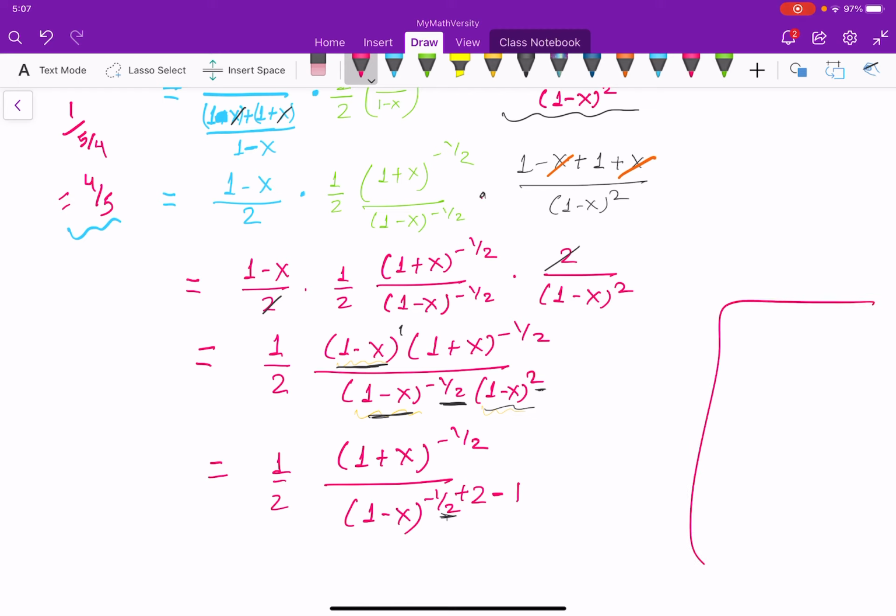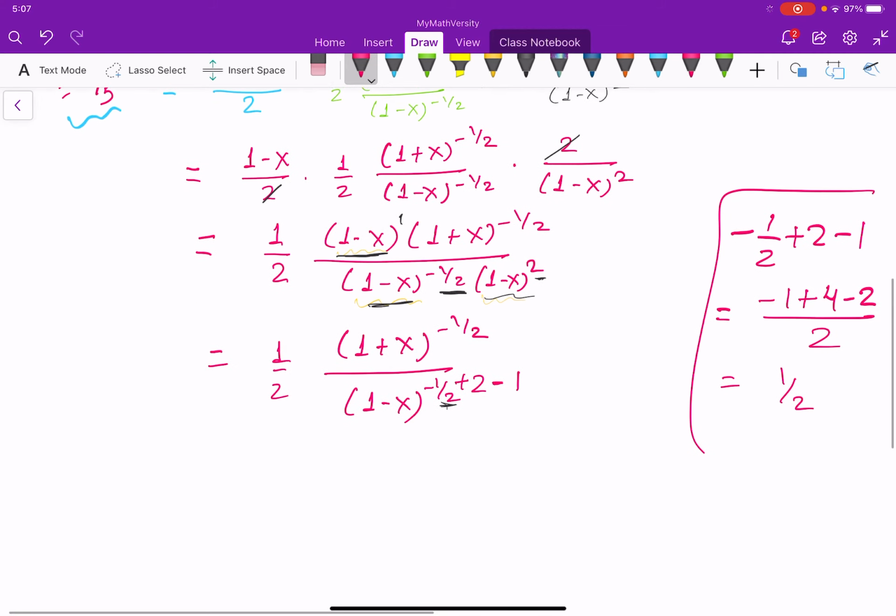So what do we get here? Negative 1 half plus 2 minus 1. If you simplify this, 2 is the lowest common denominator, so we have negative 1 plus 2 times 2 is 4, and then 2 times negative 1 is negative 2, so we have 4 minus 3, which is 1. So wow, okay, this is just 1 half. That's awesome. So this is then equal to 1 half 1 plus x to the power negative 1 half, underneath that 1 minus x to the power 1 half.